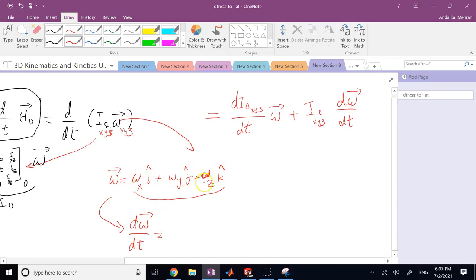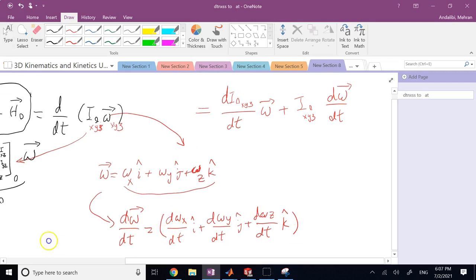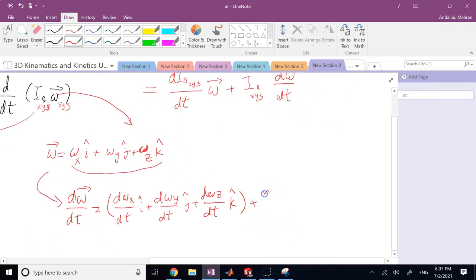since these omega xyz, their magnitudes can change, and since ijk can rotate, they have time derivatives. Your time derivative of small omega is going to be what? It is going to be d omega x over dt i plus d omega y over dt j plus d omega z over dt k, this is because of the component magnitude change, and then plus omega x times di over dt and omega y dj over dt and then omega z dk over dt.